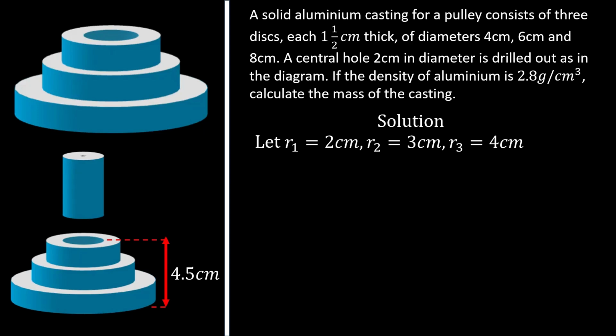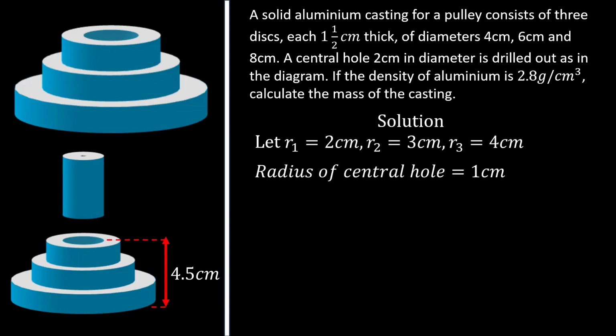The middle disc has diameter 6 centimeters. So the radius is arrow 2, which gives us 3 centimeters. That is diameter over 2. We also do the same thing, 6 centimeters over 2. That gives us 3 centimeters. The base disc is of diameter 8 centimeters. And so the radius is arrow 3, which is half of the diameter, and that gives us 4 centimeters.